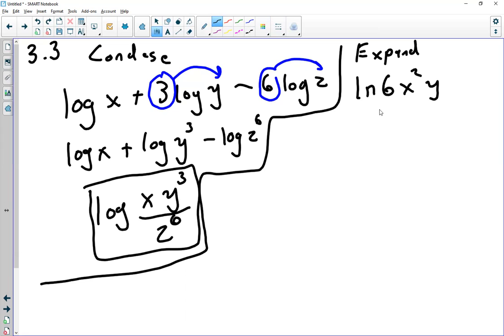All right, so expand, it's the reverse. We're just doing it backwards now. We have it as one lump. We want to spread it out as much as possible. Since it's all multiplication, I write it as multiplication. Since that's an exponent on the x, I'm going to put that in front. And then plus L and Y. And that's it.